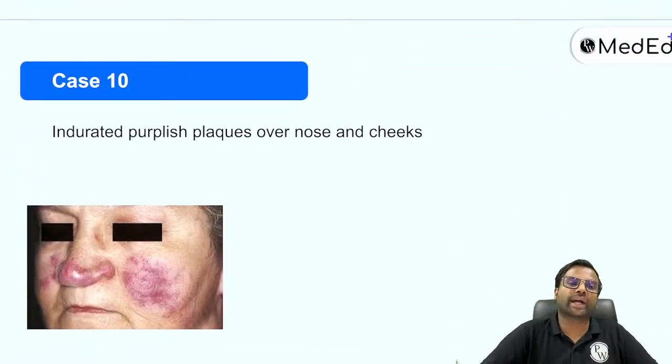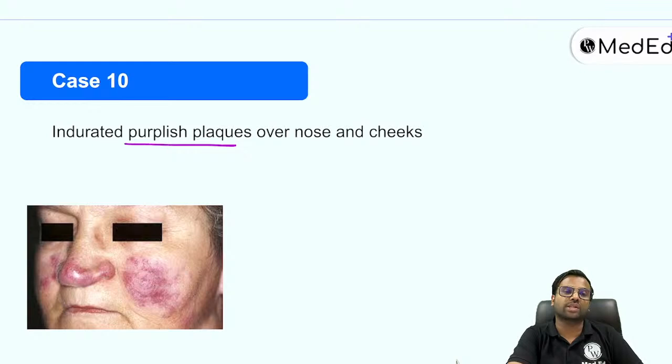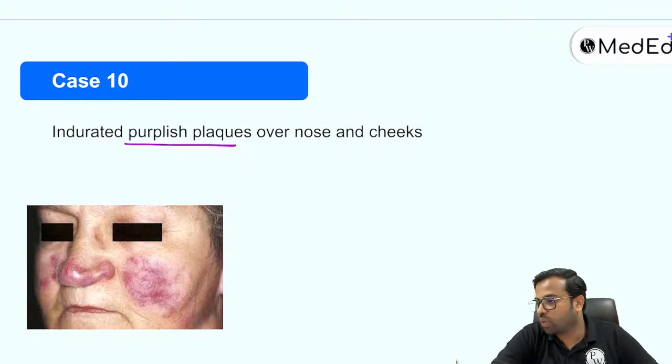Now we have got another patient who is having an erythema. But here it's not red. We are having purple colored plaques over the nose and the cheeks. What can this be? So the patient is having purple colored plaques over the nose and the cheeks. So what is this going to be? Anybody who has the answer?